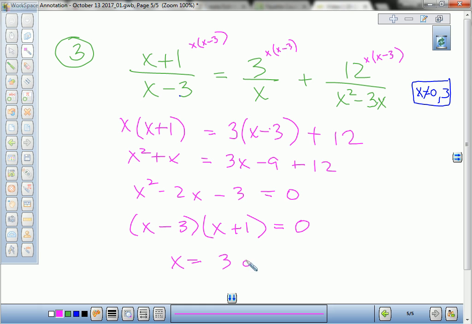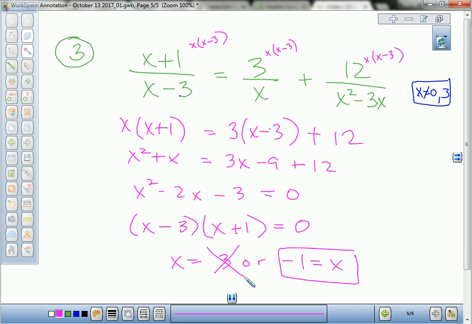Alright, so x equals 3 or negative 1. But 3 is an extraneous solution. So my only answer is negative 1 because this is extraneous. Okay, now let's tie this equation back into what we know about graphs.